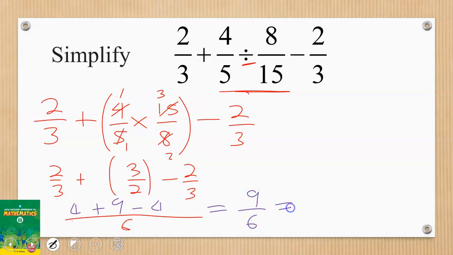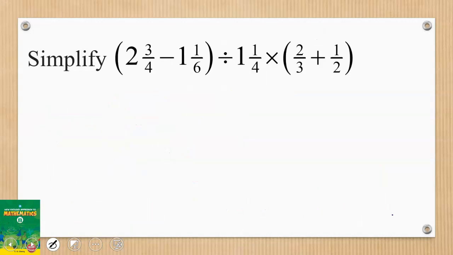And 9 on 6, I can reduce this one to the lowest form. 3 can divide here as 9, 3 can divide here as 2. And so the answer becomes 1 1/2. So that becomes our answer for this very question. Okay, let's take another example and see.